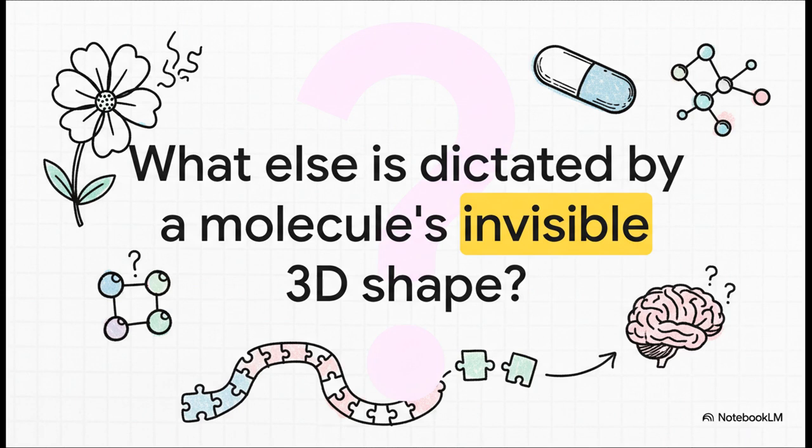And that just leaves us with one final thought to chew on. What else in the world around you, from the way a flower smells to how a medicine works, is secretly being controlled by a molecule's hidden 3D shape?